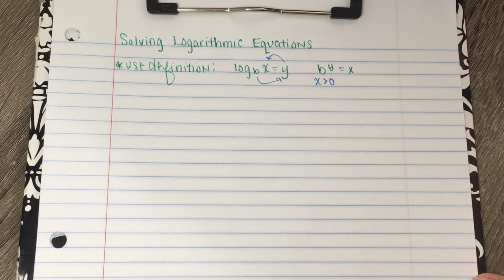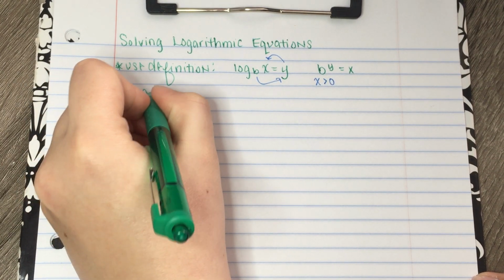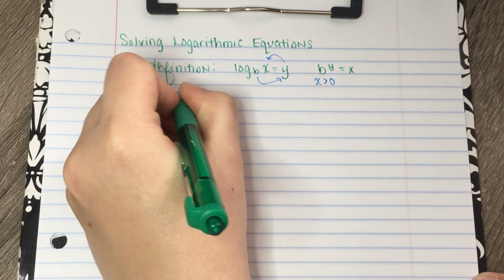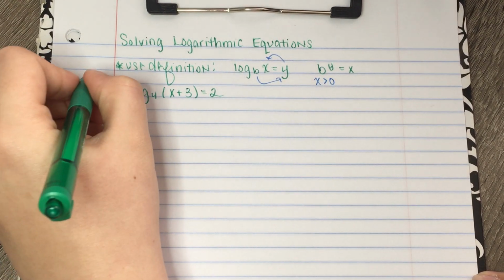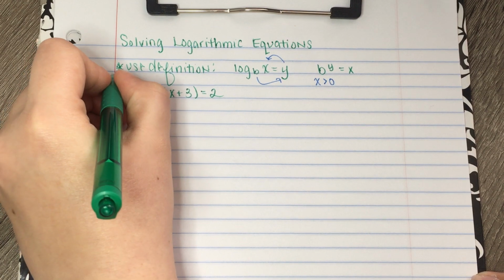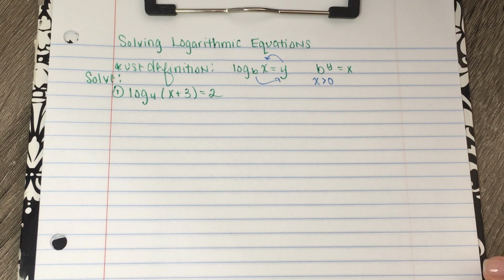All right, we're going to take a look at this first example here, and we have log base 4 of x plus 3 equals 2. Silly me for not putting in the directions. Our directions here are to solve. All right, and solve means we're solving for that x. So our goal is to solve for that x.